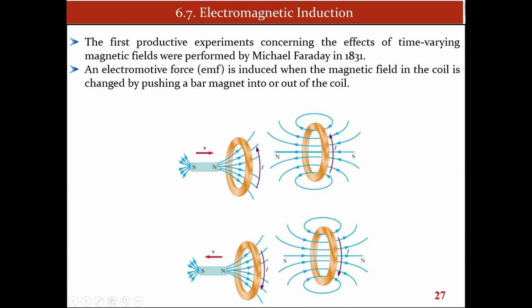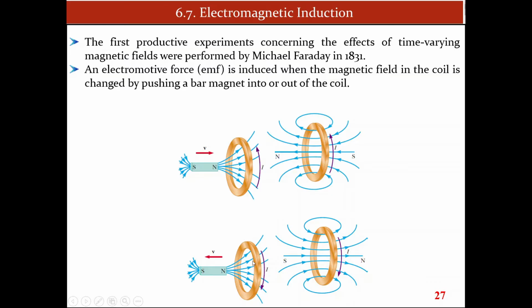As you can see here, the north pole of the bar magnet is approaching the coil. So the coil must produce a north pole in order to oppose this one. When the magnet approaches the coil, the coil produces a north pole just to oppose the motion of the bar magnet.